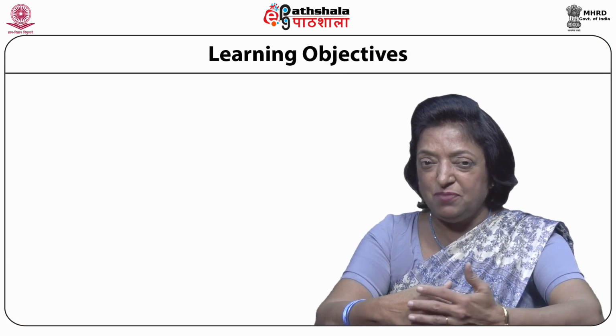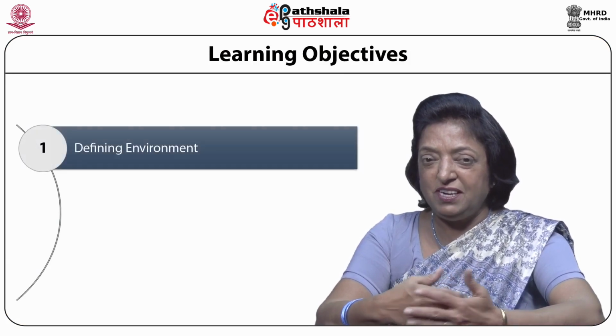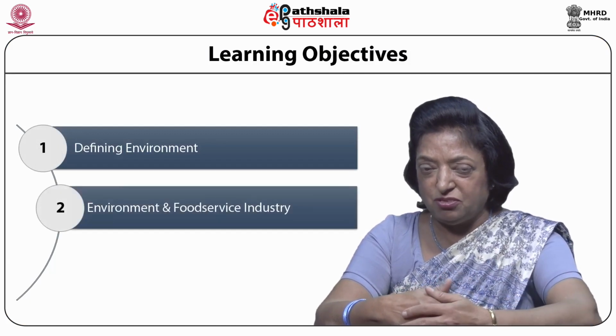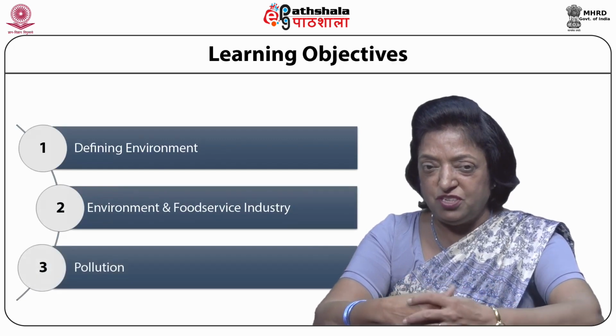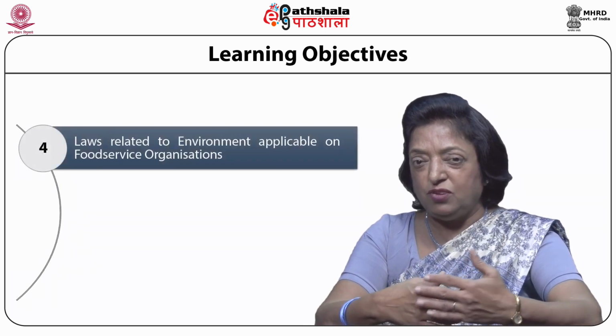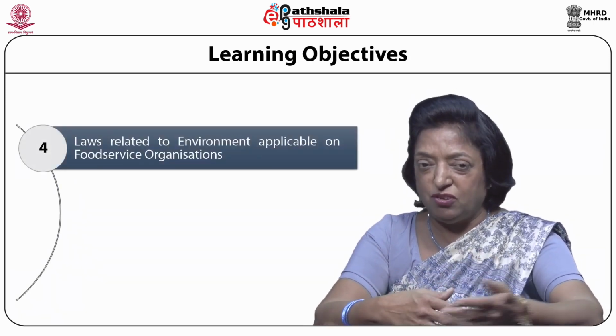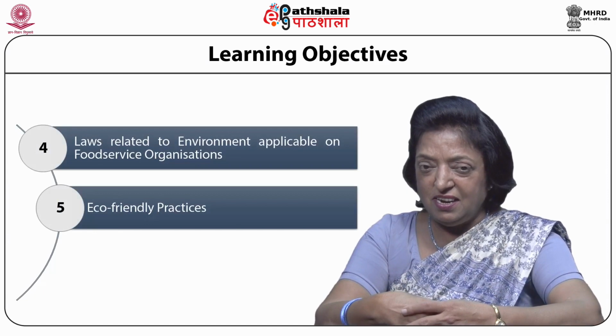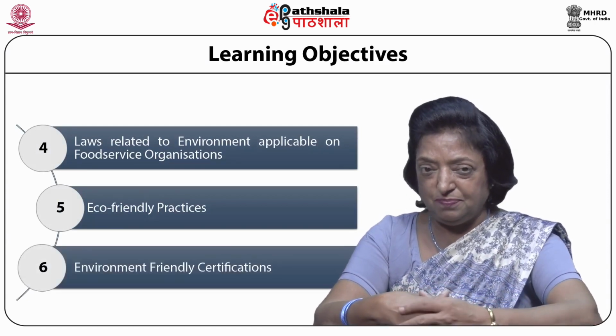Today we are going to talk about the module Eco-Friendly Practices in Food Service from the paper Foodservice Management. The main objectives of this module are the definition of environment, relation of environment and food service industry, to know the sources of pollution, to acquire knowledge about laws related to environment applicable on food service organizations, various eco-friendly practices, and environment-friendly certifications.